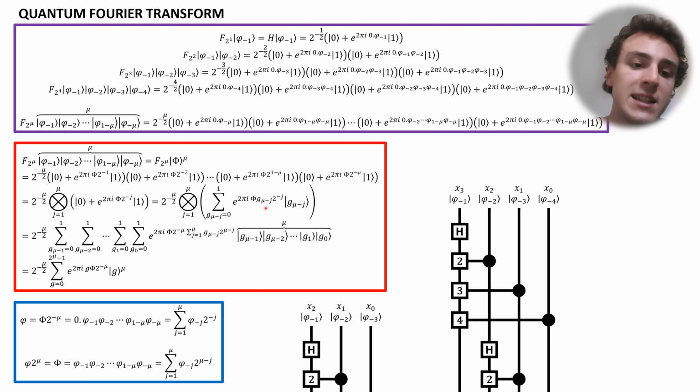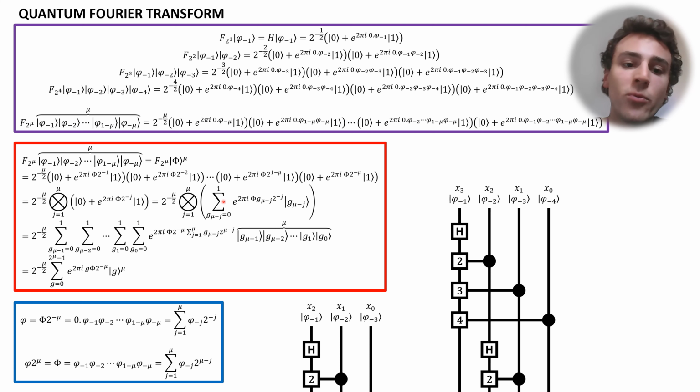And what we'll see is we're going to get all of these sums emerging over here. We're going to have mu sums. And each of these sums are going to have an index specified by j. So first we're going to have g sub mu minus 1, and then we're going to have g sub mu minus 2. We're going to keep going until we get to g sub 1 and then g sub 0. And all of those indices are bits. They can take on values of either 0 or 1.